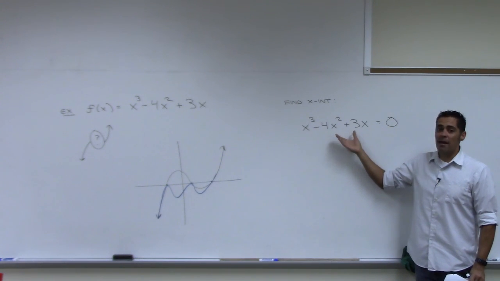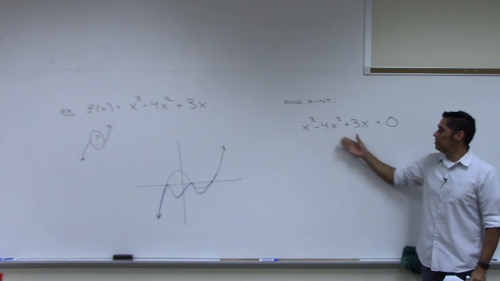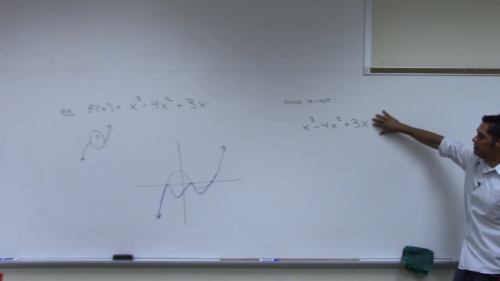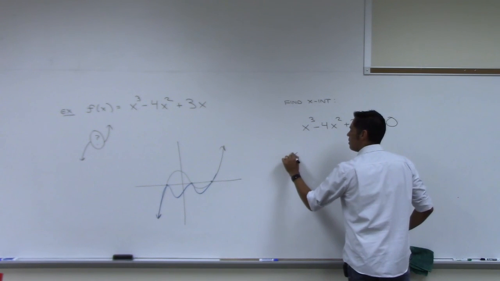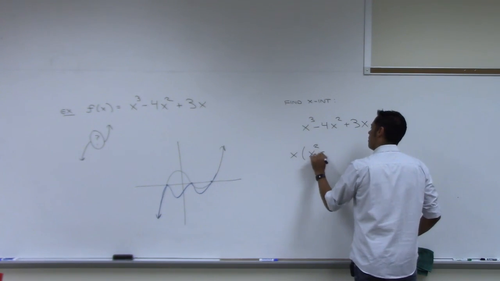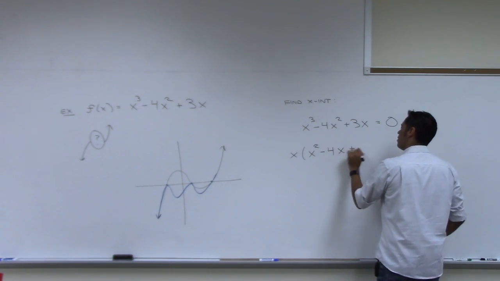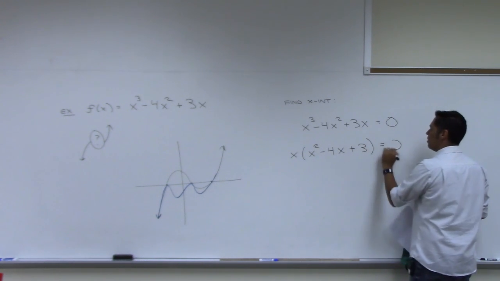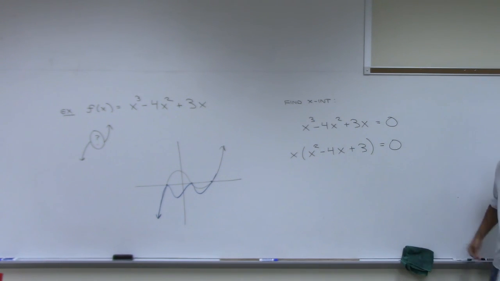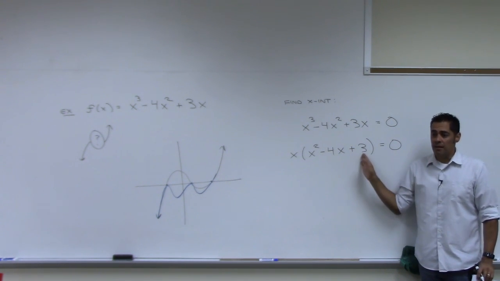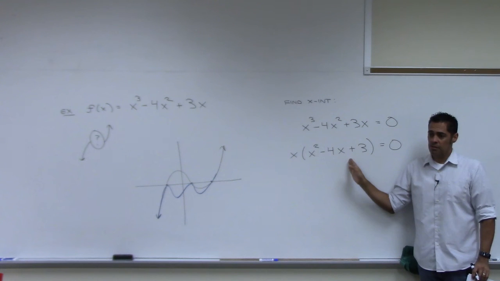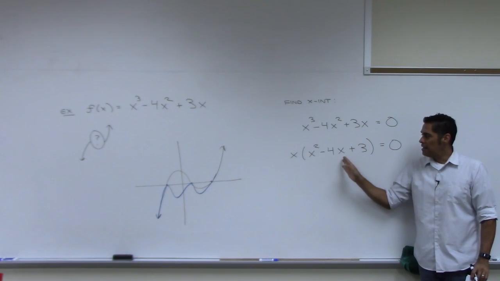Okay, so here we go. How do we factor this? What's the first step to factoring that? Take an x out. That's called greatest common factor. So if I pull an x out, I'm left with x squared minus 4x plus 3 equals 0. Now look at what's in the parentheses. This is a quadratic, and this factors. So how does that factor?